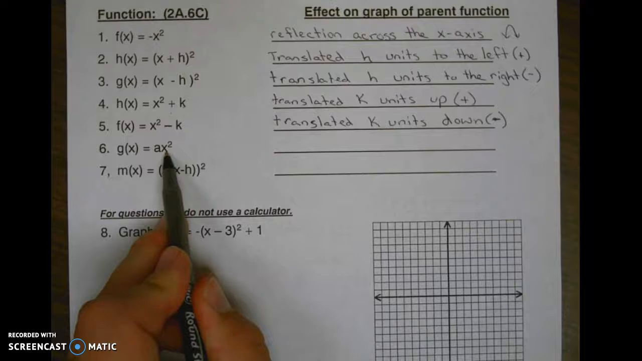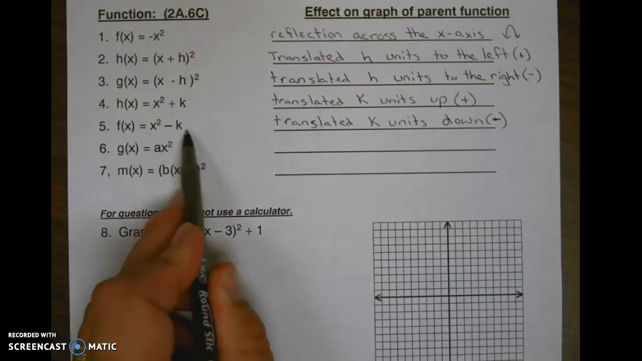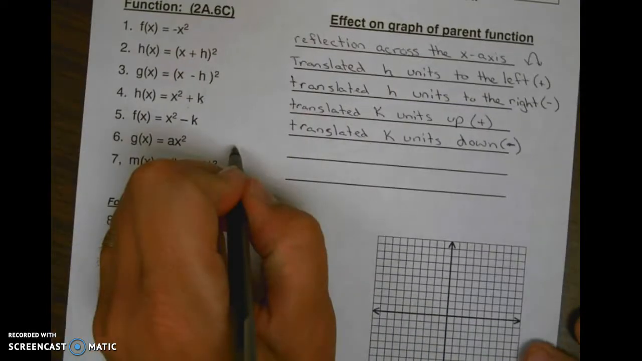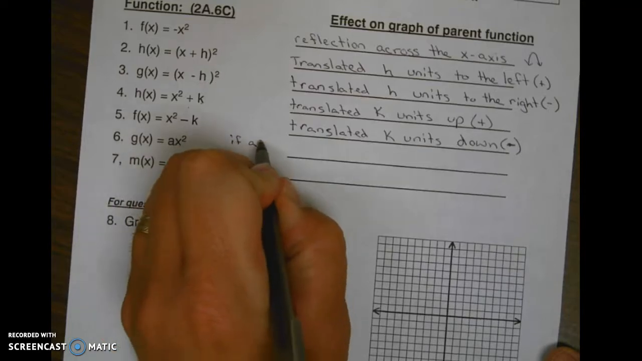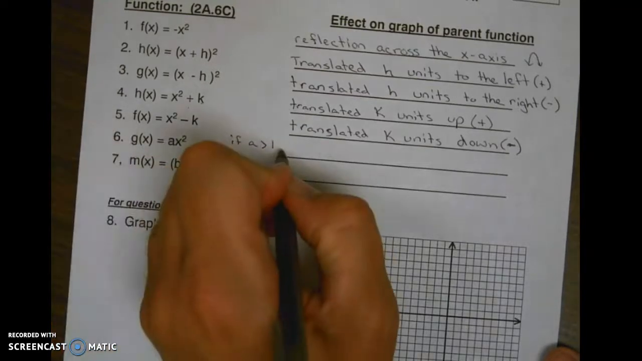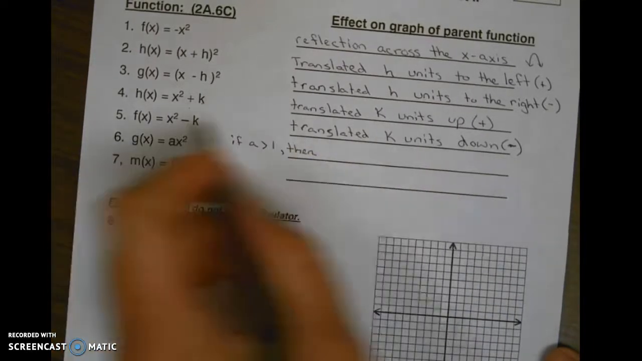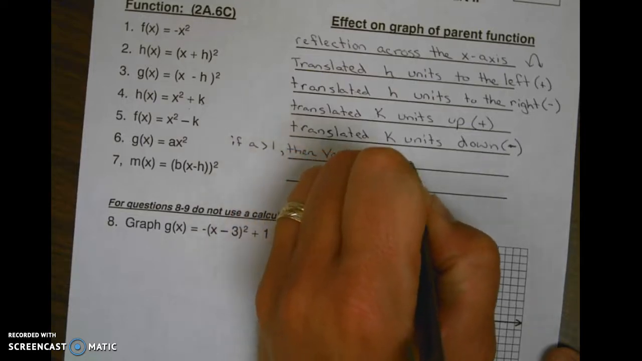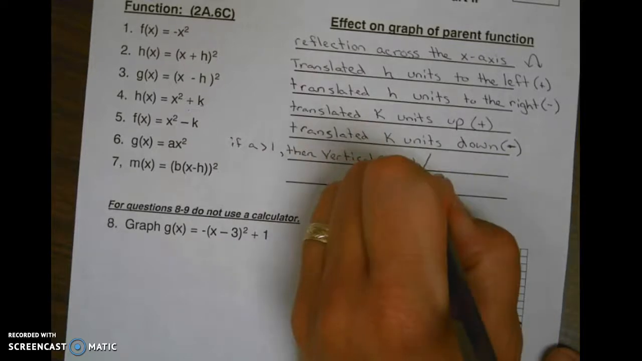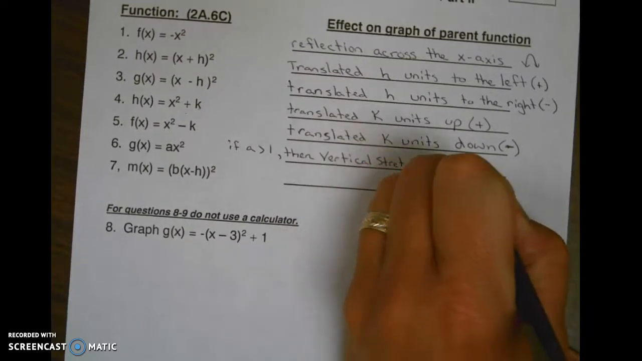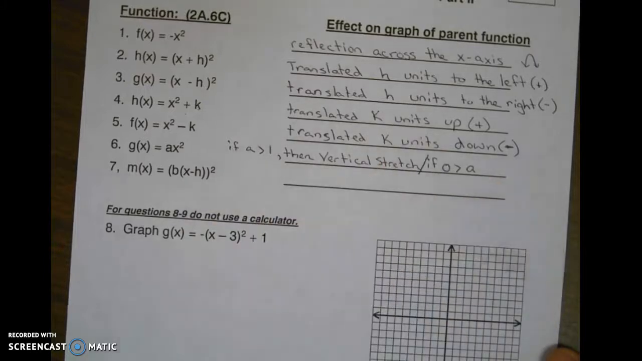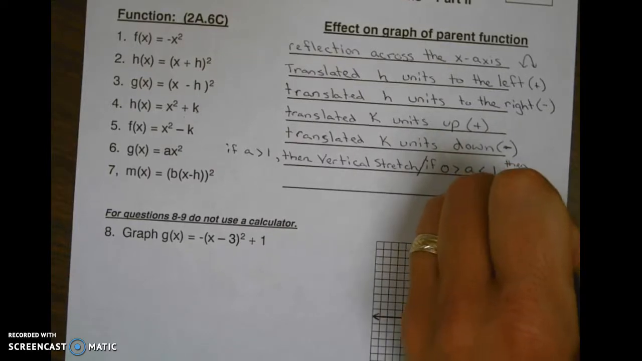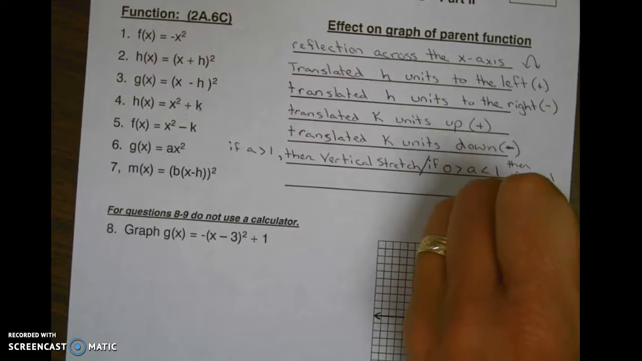Okay, so on number 6, we have the y values. Remember that x squared represents the y values. That's the function being multiplied by a. So if a is greater than 1, then we have a vertical stretch. If a is greater than 0 but less than 1, then we have a vertical compression.